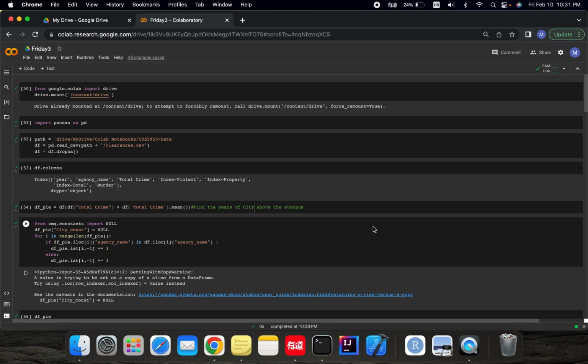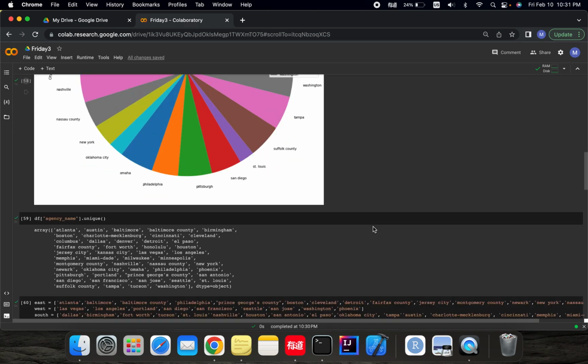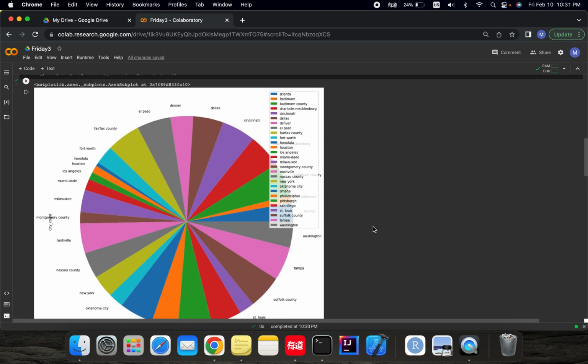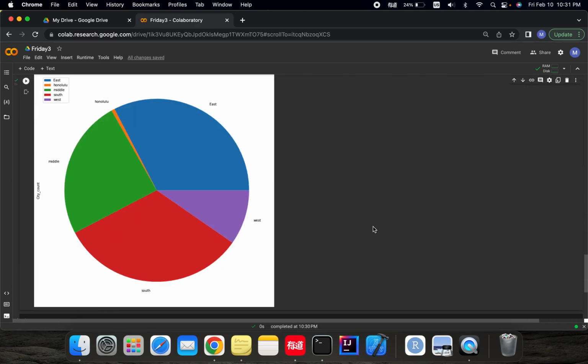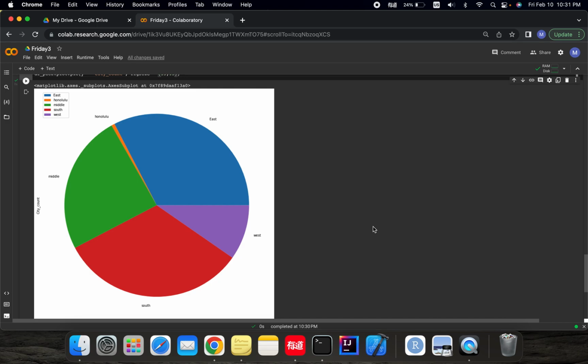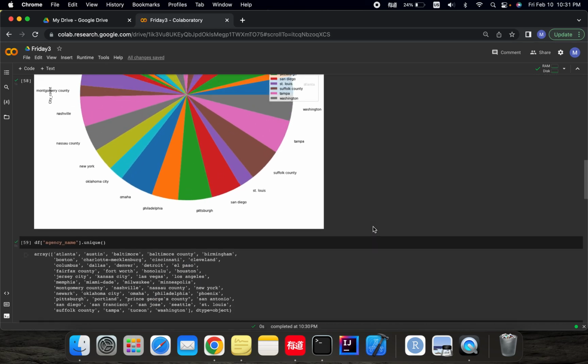So basically, what I did is, this is the first chart I created. It's a pie chart because it's kind of interesting to look at the pie chart. And the second one is this. I actually sorted out and regrouped a bunch of groups. And let's talk about the first one first.